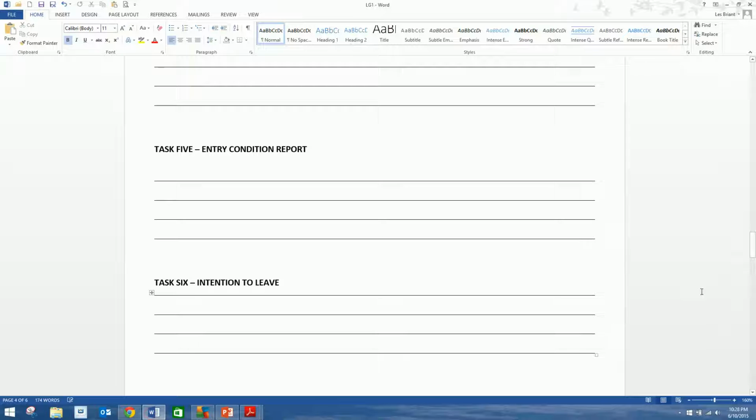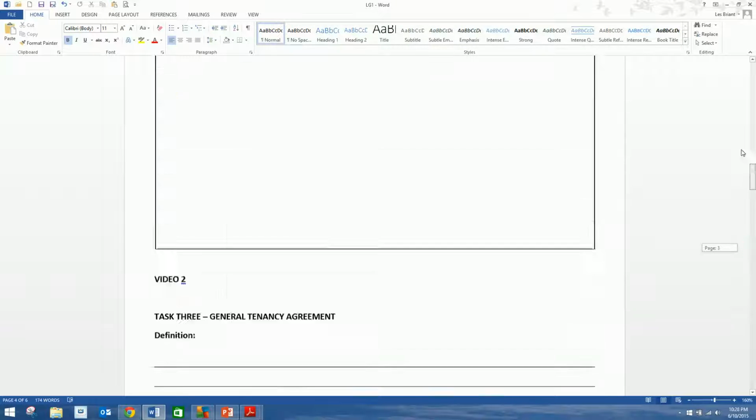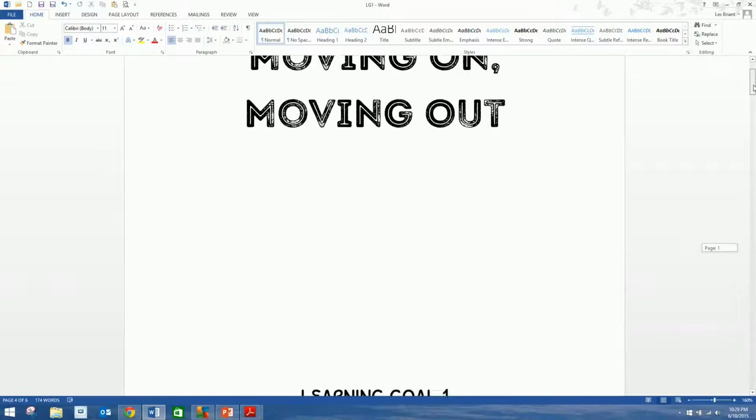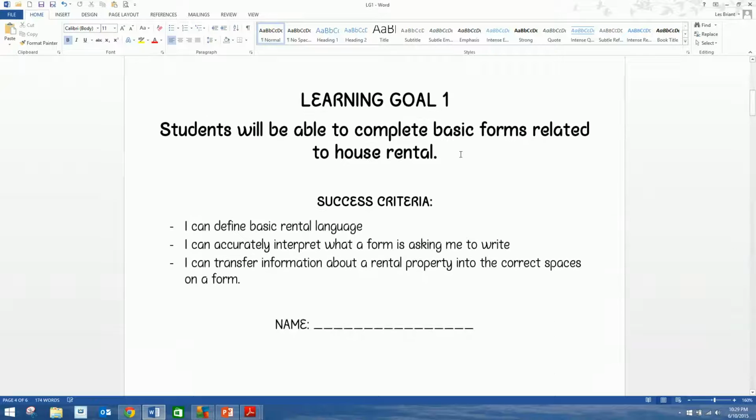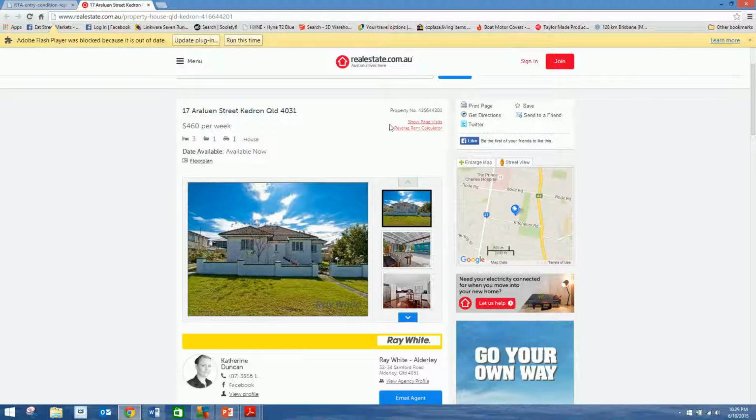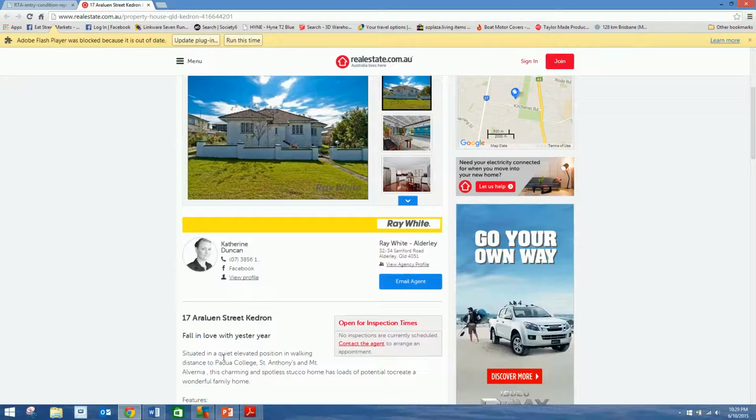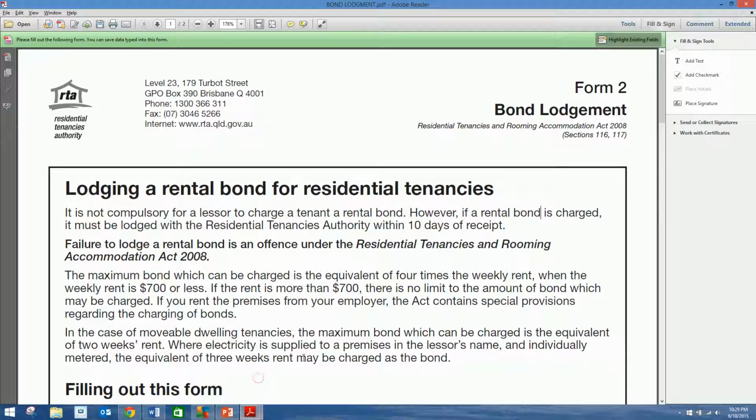Okay, so let's go back and have a look at this learning goal. So the purpose was to be able to complete basic forms related to house rental. You now know the basic rental language. We've looked at how to interpret what a form is asking you to write, and we've looked at how we transfer information about a rental property. So from the advertisement, how we've taken this kind of information and put it onto our forms.